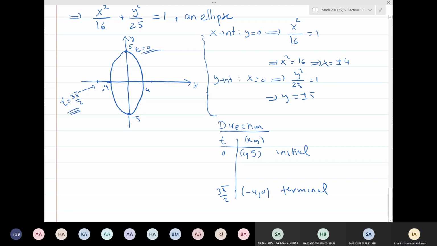Now, what is the direction? You need to take another point. Let me take, for example, pi. You take pi, you get 0 and minus 5. Where is 0 and minus 5? This is 0 and minus 5. So this is t equals pi.